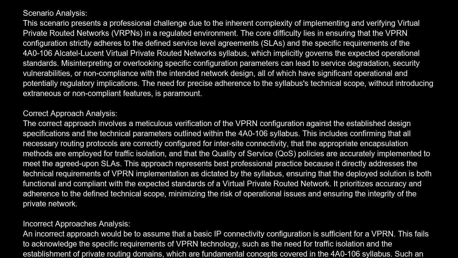The core difficulty lies in ensuring that the VPRN configuration strictly adheres to the defined service level agreements, SLAs, and the specific requirements of the 4A0-106 Alcatel Lucent Virtual Private Routed Network syllabus, which implicitly governs the expected operational standards. Misinterpreting or overlooking specific configuration parameters can lead to service degradation, security vulnerability, or noncompliance with the intended network design, all of which have significant operational and potentially regulatory implications. The need for precise adherence to the syllabus's technical scope, without introducing extraneous or noncompliant features, is paramount.